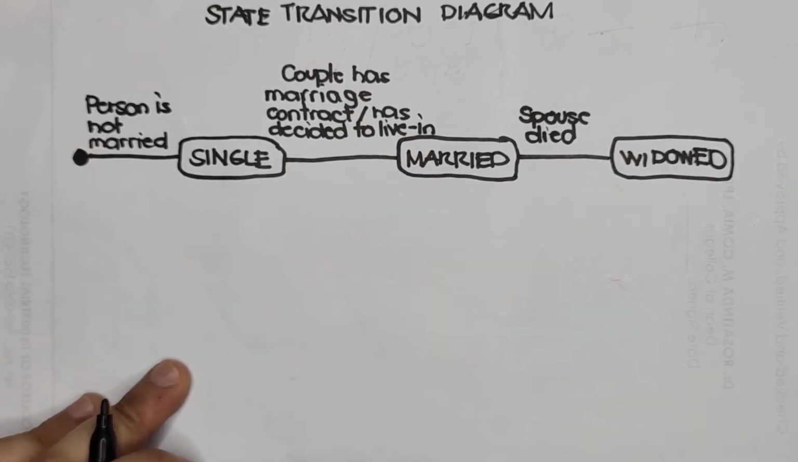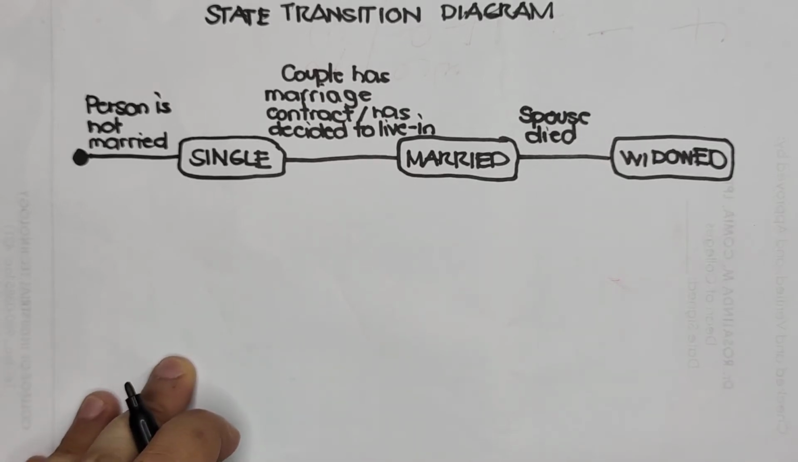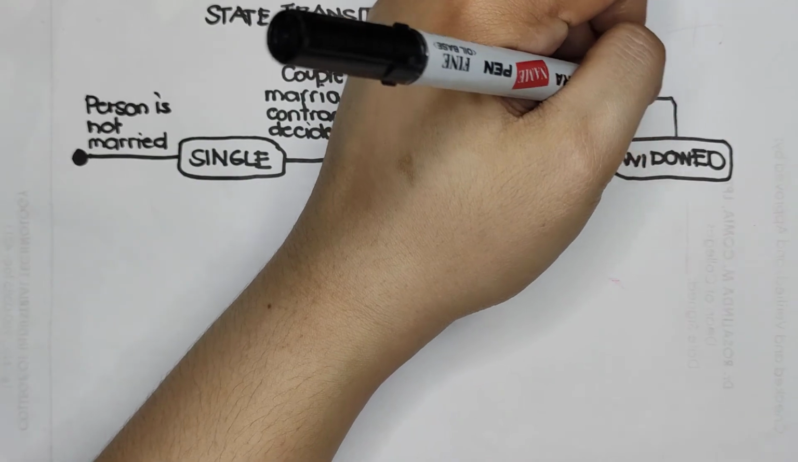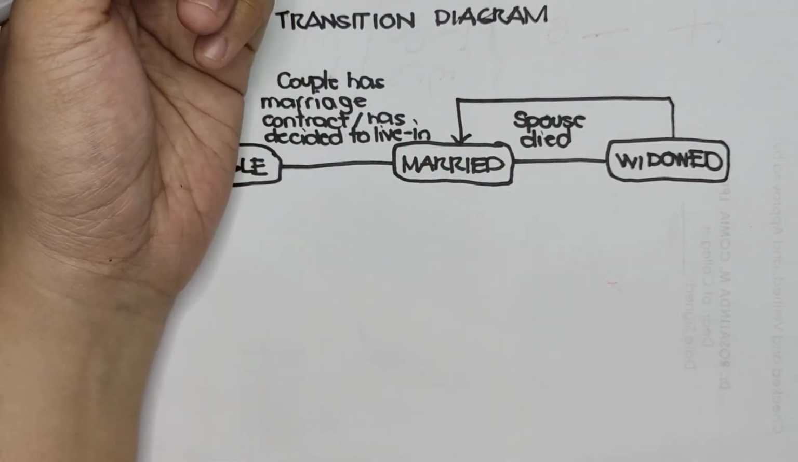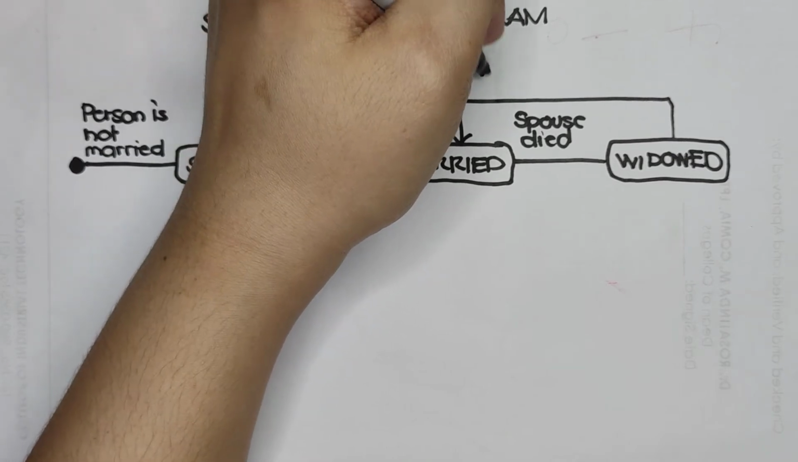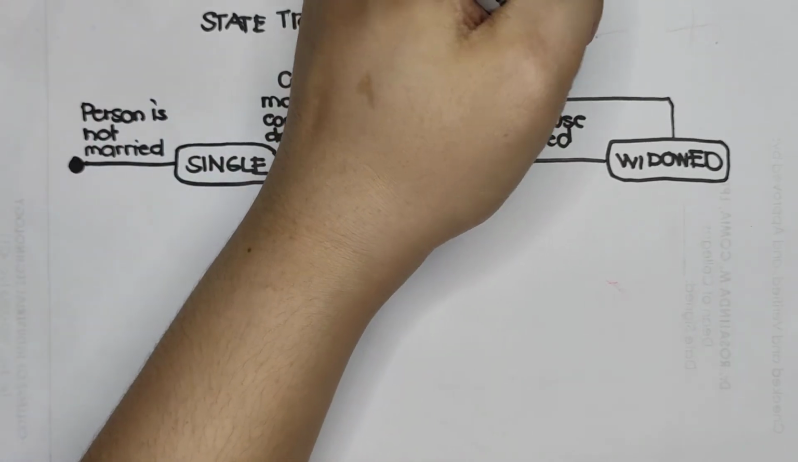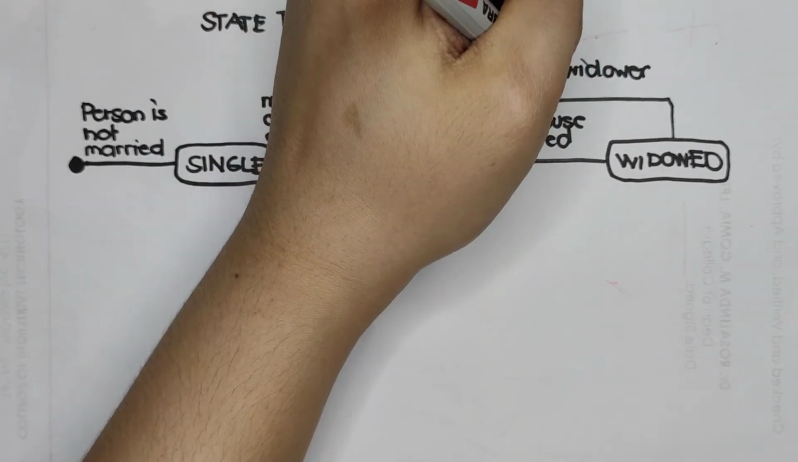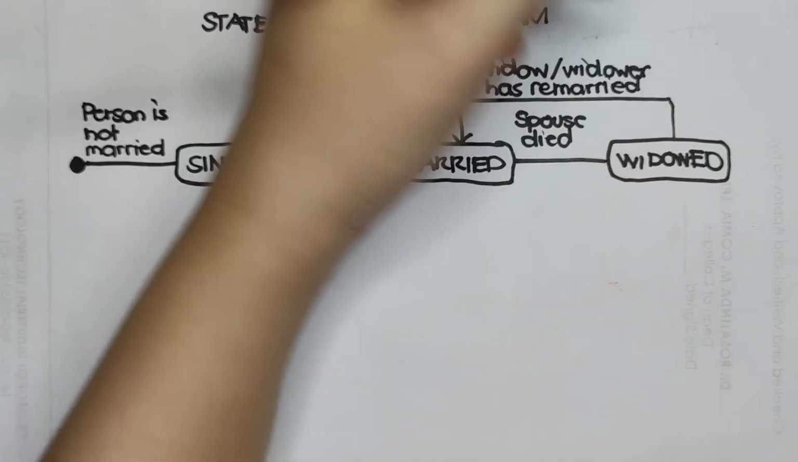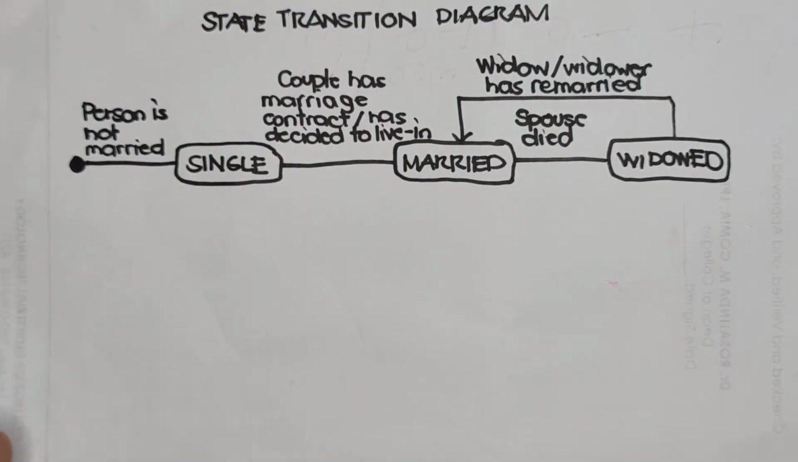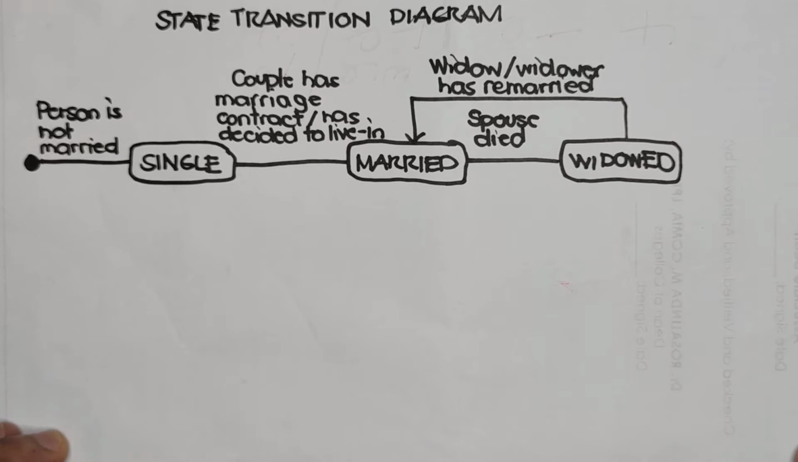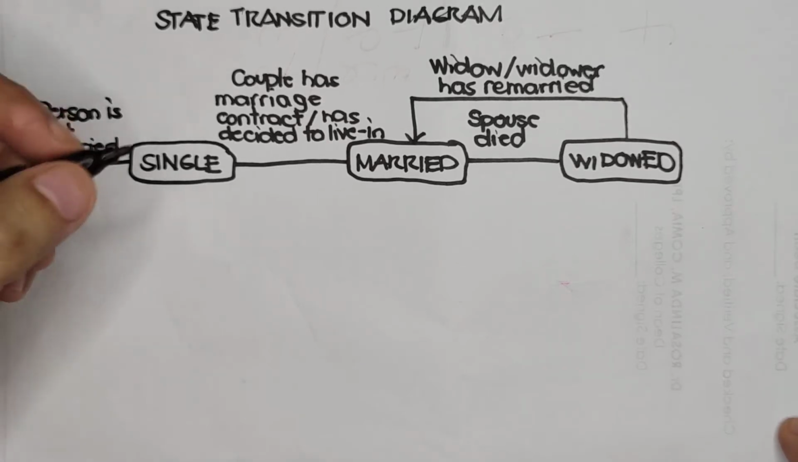The next question is, can the widow or widower remarry? Of course, they can remarry. So we can put an arrow back to married. We can put: widow or widower has remarried. That is our status. Then let's do the separated first.